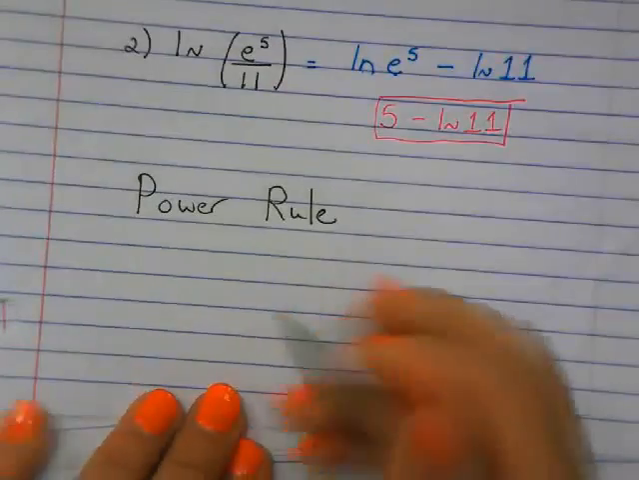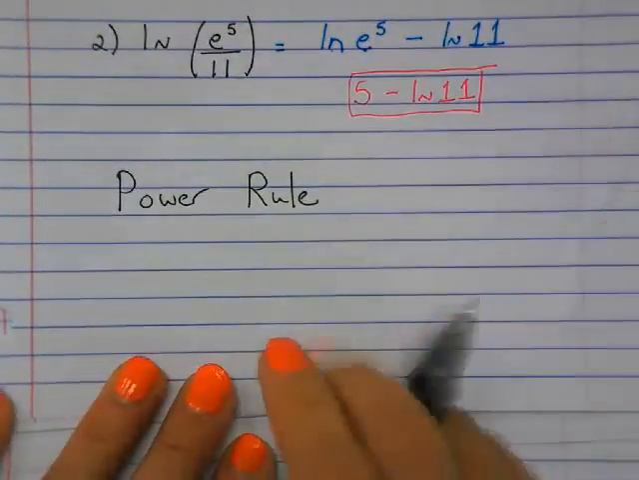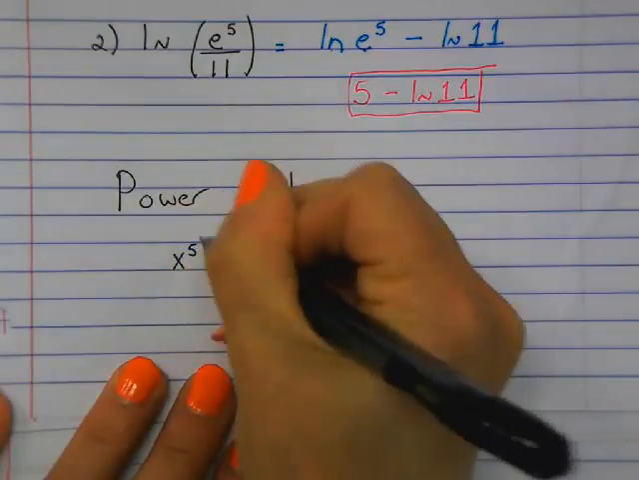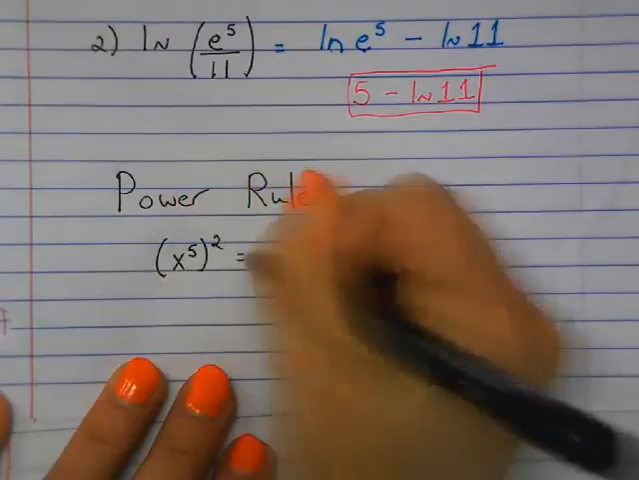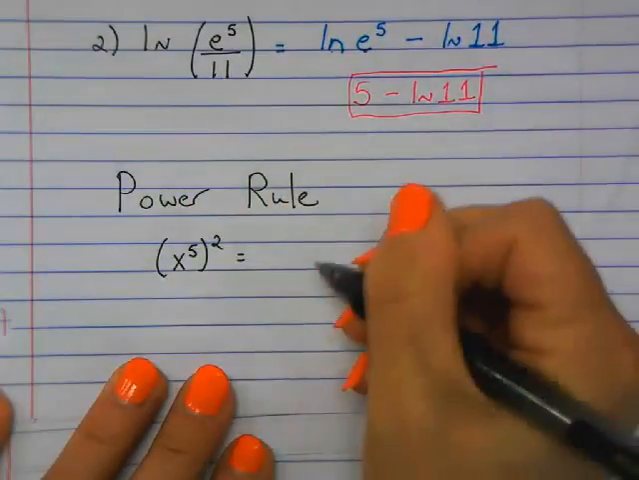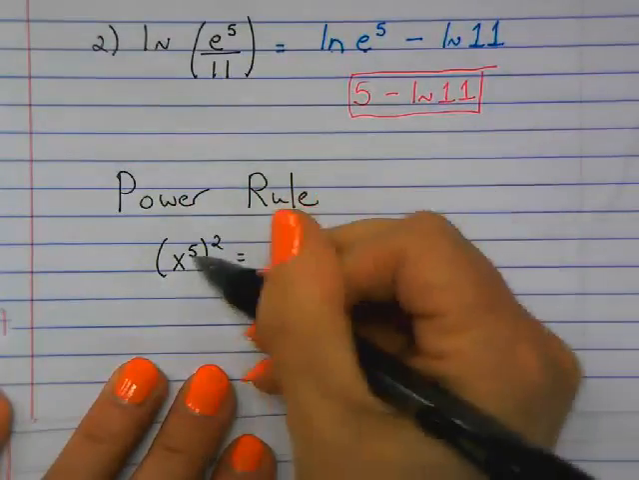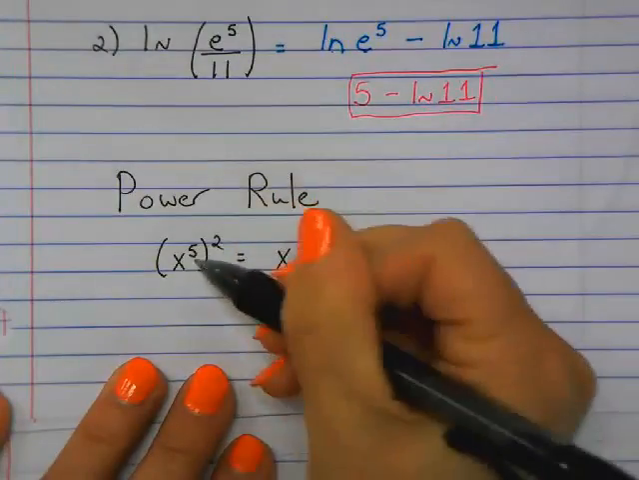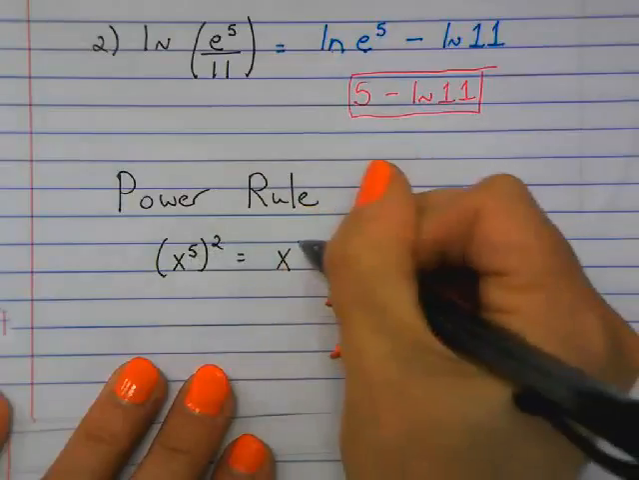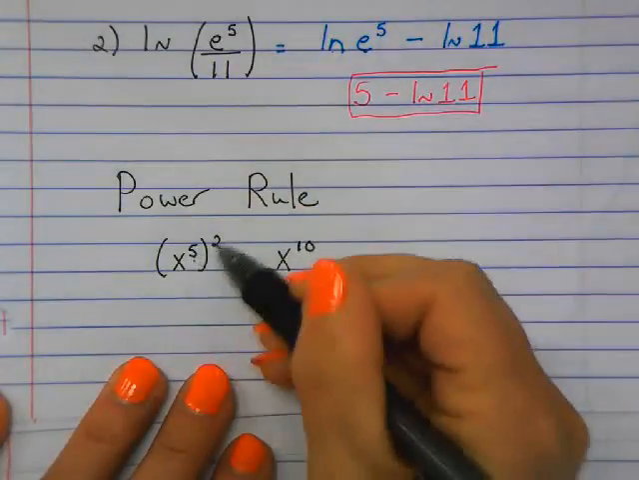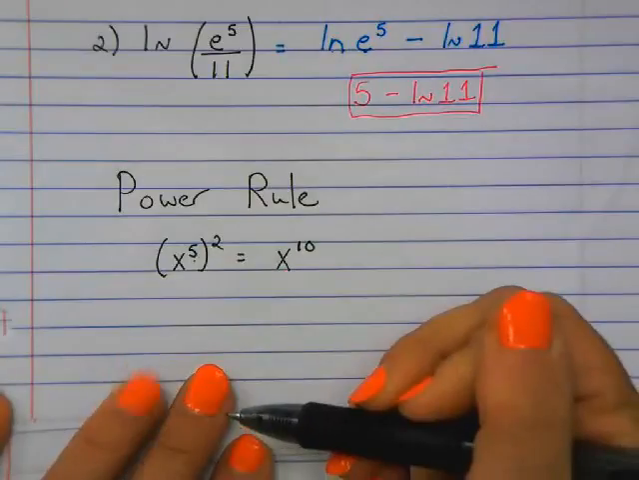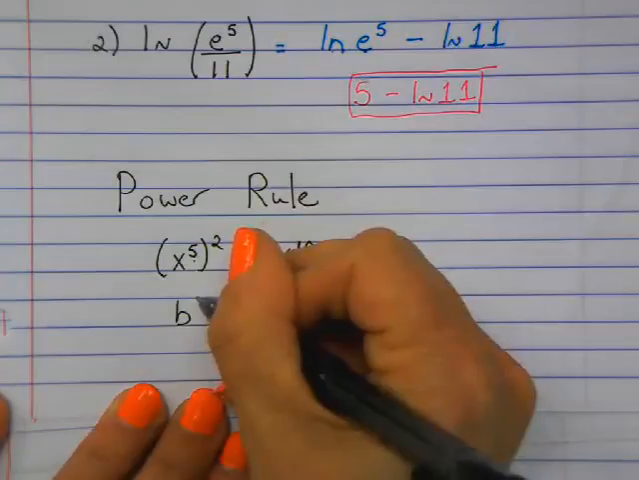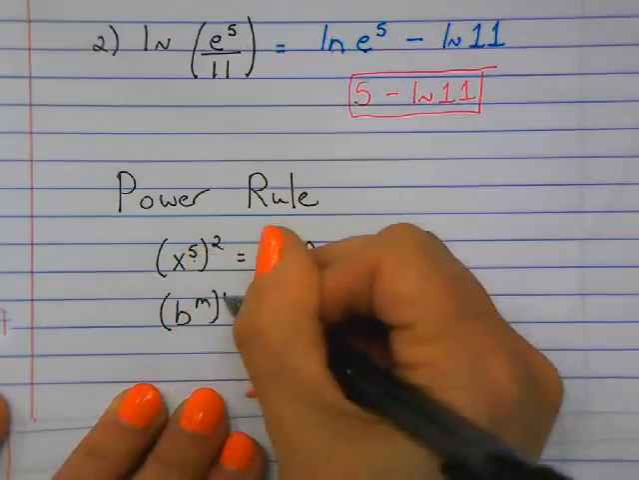Alright, so all the way back to algebra. x to the 5th, squared. So think about this time what you would do with these. It would be x to the 5th times x to the 5th, which is x to the 10th. So you multiply according to the power rule. So if I apply it now to general exponents, b to the m raised to the n would be b to the mn.